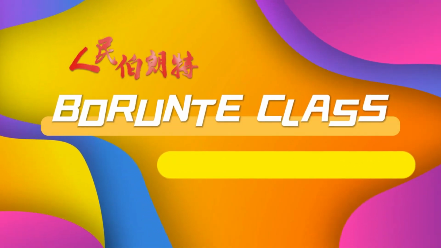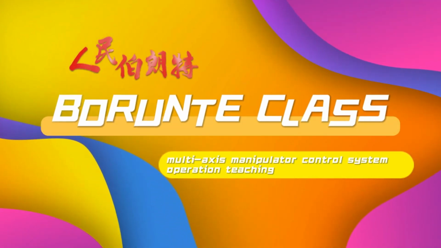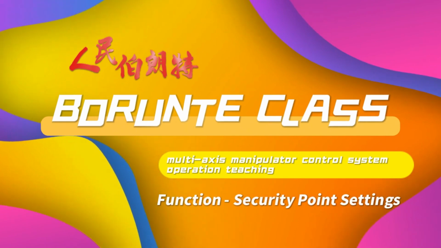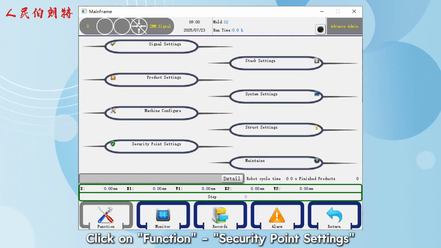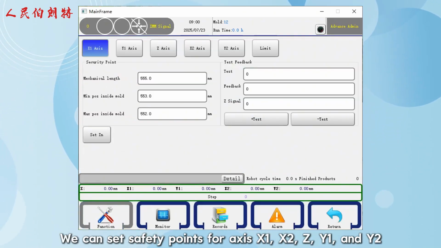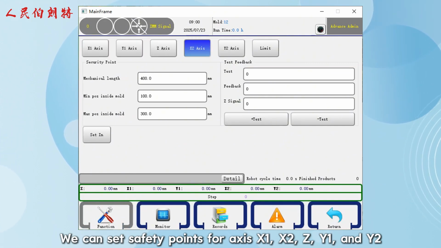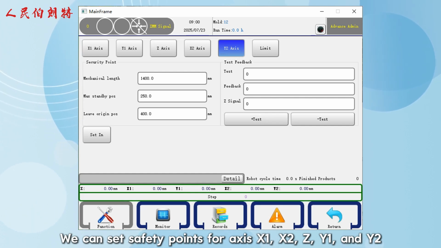Blounter Class Multi-Axis Manipulator Control System Operation Teaching. Function Security Point Settings. Click on Function Security Point Settings. We can set safety points for axis X1, X2, Z, Y1, and Y2.